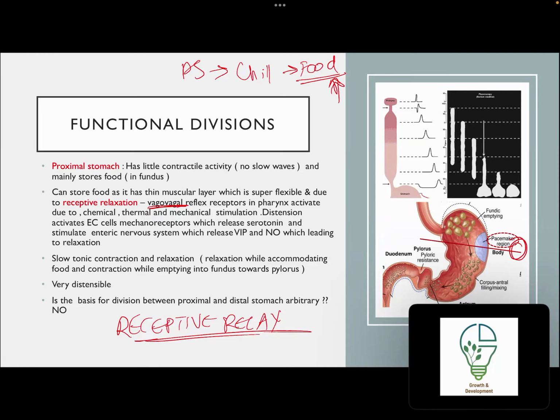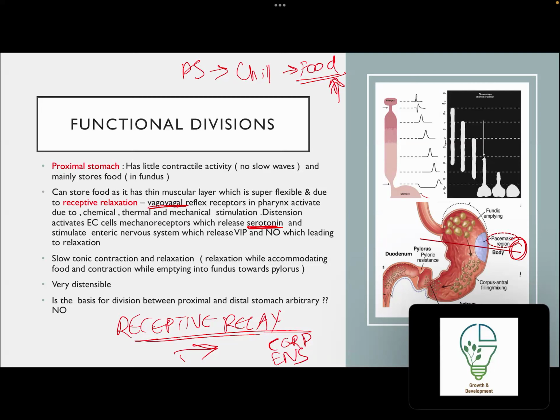Then we have distension. I already told you the EC cells, or the enterochromaffin cells, have mechanoreceptors. And when the food is being chewed, it's going to put pressure on these receptors and allow them to expand. And when they expand, the EC cells are going to release serotonin, similar to what happened in the stomach. And serotonin, this time, is not going to activate the nervous system to release the peptide called CGRP. That was what happened last time. This time, it's going to activate the enteric nervous system.